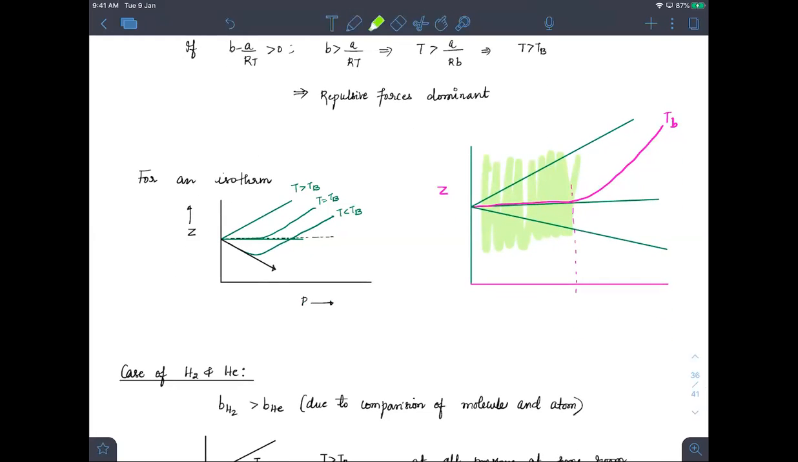Suppose you can see the same graph here. If this is the Boyle's temperature, above it, Z is always positive. Below it, it is always negative. But this negative will again get back to positive, maybe at high pressures. But at low pressures, we know that it is always negative.